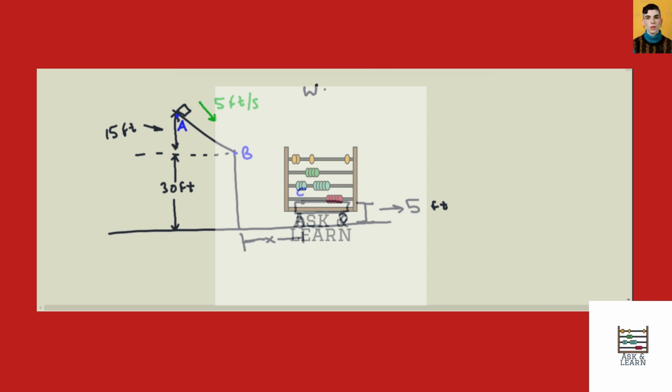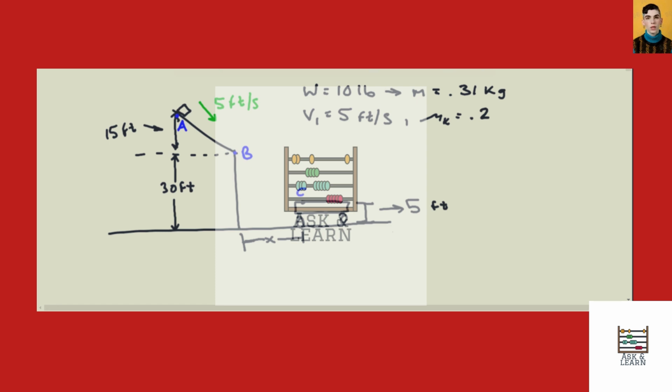We're given the weight of this box, which is 10 pounds. We can convert that to mass by dividing by 32.2 feet per second squared, so for the mass we get 0.31 kilograms. We're given the initial velocity, v1, which is 5 feet per second. And this little box experiences kinetic friction from point A to point B, with a coefficient of kinetic friction of 0.2.